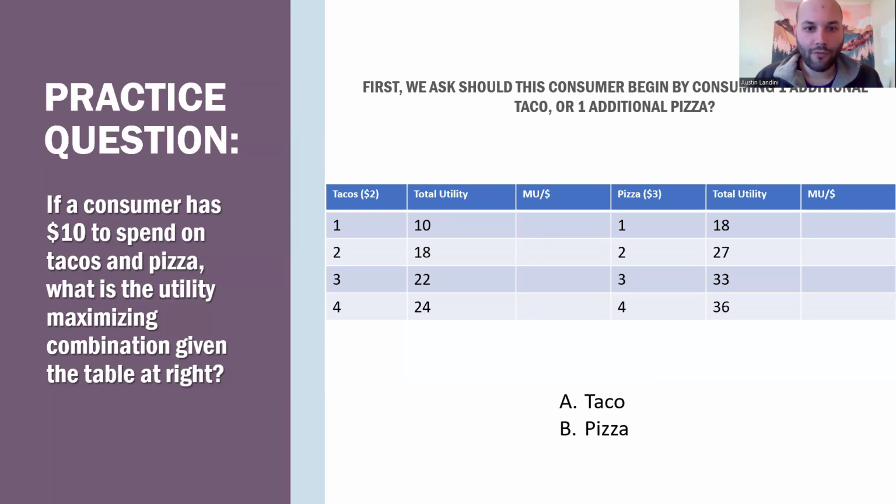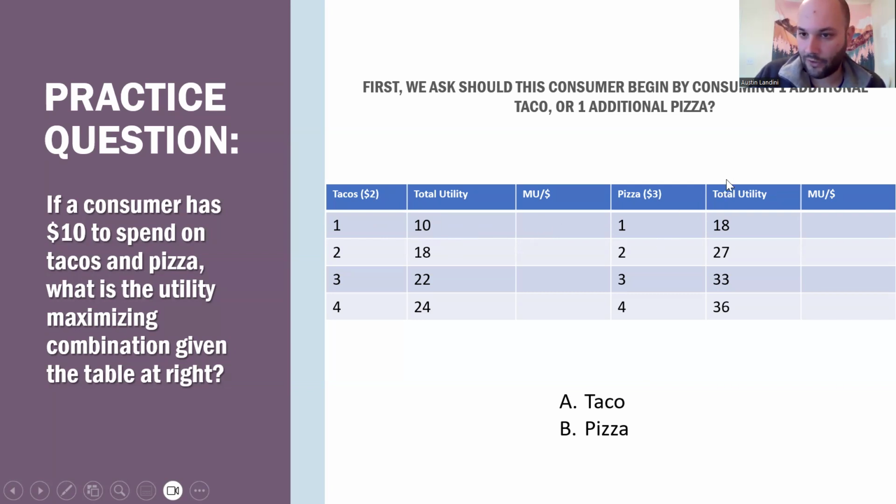All right, so the first thing that we need to ask ourselves is, right now the consumer is consuming 0 tacos and 0 pizza. What is the first item that this consumer should purchase? Right, so we're comparing the first taco versus the first pizza. Well, we know that a first taco would give a total utility of 10, or rather we would go from 0 total utility from consuming 0 to 10 total utility, so a marginal utility of 10, and it would cost $2 to get that. So the marginal utility per dollar of the first taco would be 5.